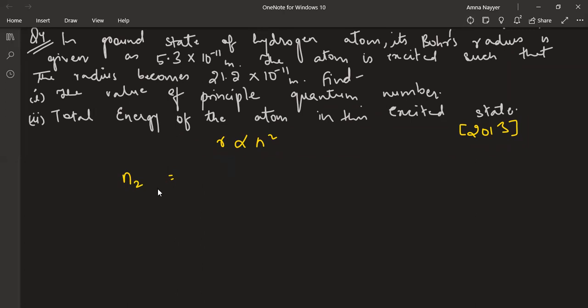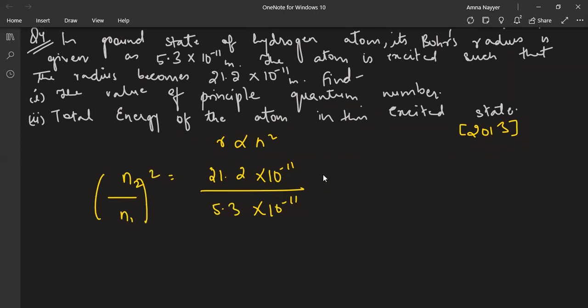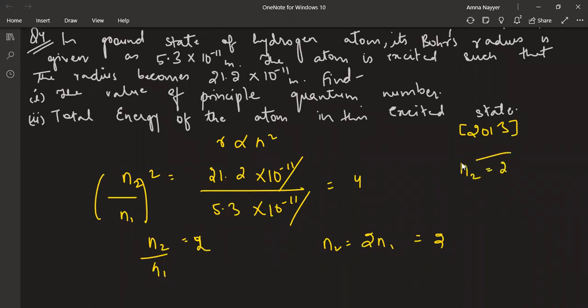It's just that to explain it, it will be better if I write this as N2. So this is 21.2 into 10 to the power minus 11 by N1, this is 5.3 into 10 to the power minus 11. This is whole square. This part will give you 4. So N2 by N1 will be 2. We know N1 is ground state, so N2 will be twice of N1. So N2 becomes 2, and you know N1 is 1.